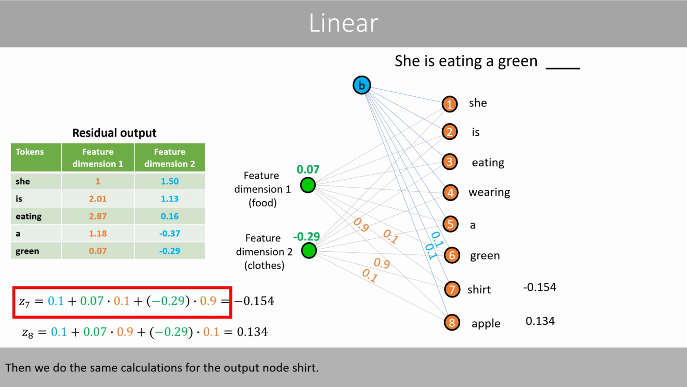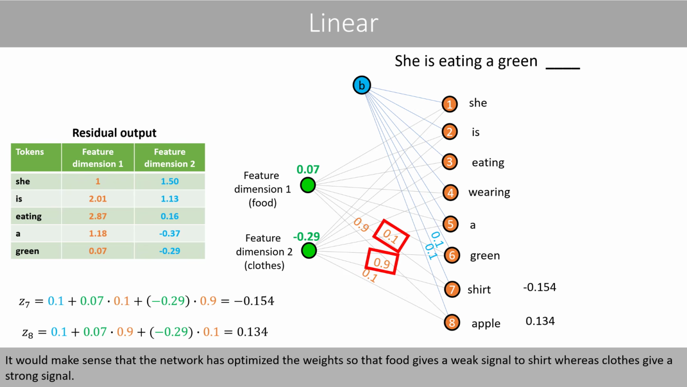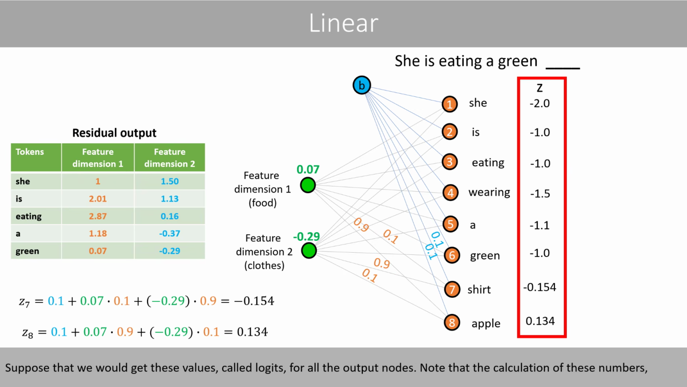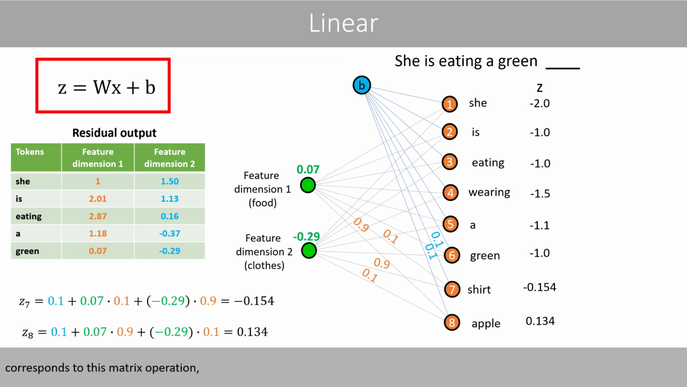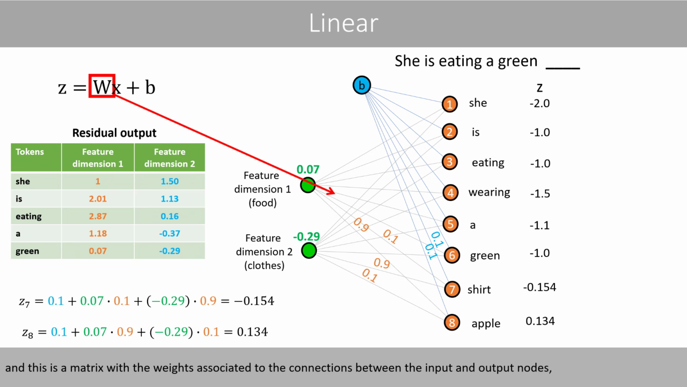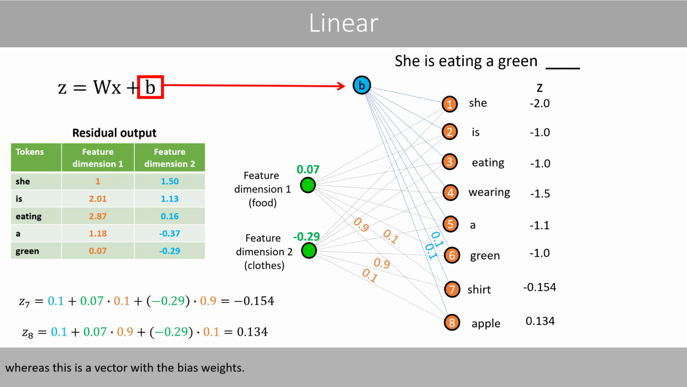Then we do the same calculation for the output node shirt. It would make sense that the network has optimized the weights so that food gives a weak signal to shirt, whereas clothes gives a strong signal. Suppose that we would get these values, called logits, for all the output nodes. Note that the calculations of these numbers correspond to this matrix operation, where X is the following matrix, and this is the matrix with the weights associated to the connections between the input and output nodes, whereas this is a vector with the bias weights.